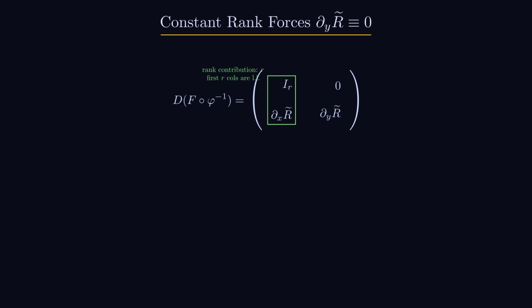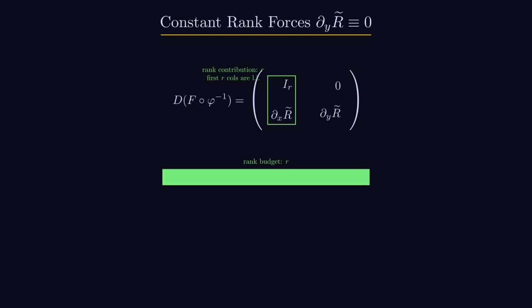These first r columns are linearly independent, the I sub r block ensures they contain the standard basis vectors of R^r as their upper r components. Their joint rank contribution is exactly r. The rank budget is exactly r because the constant rank hypothesis requires the Jacobian to have rank r everywhere on the domain. The first r columns have already consumed the entire budget. They account for all r units of rank. Any additional linearly independent column would push the rank above r, violating the constant rank condition.